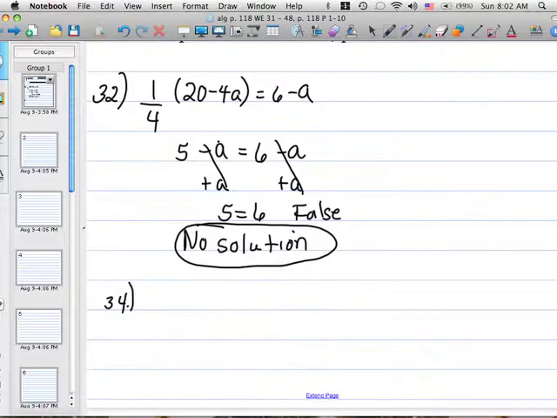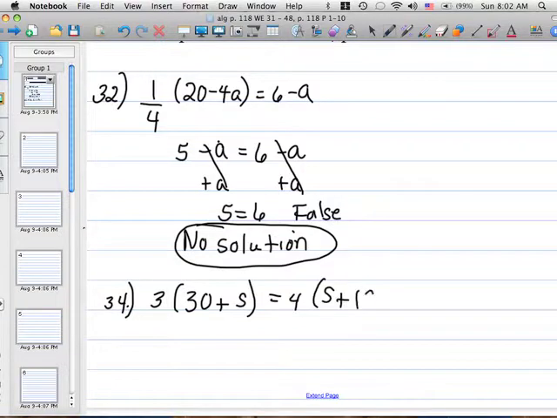Problem number 34. You have 3 times the quantity 30 plus s equals 4 times the quantity s plus 19. Use your distributive property, get rid of the parentheses. 3 times 30 is 90. 3 times s is plus 3s. On the right, 4 times s is 4s. 4 times 19 is 76.